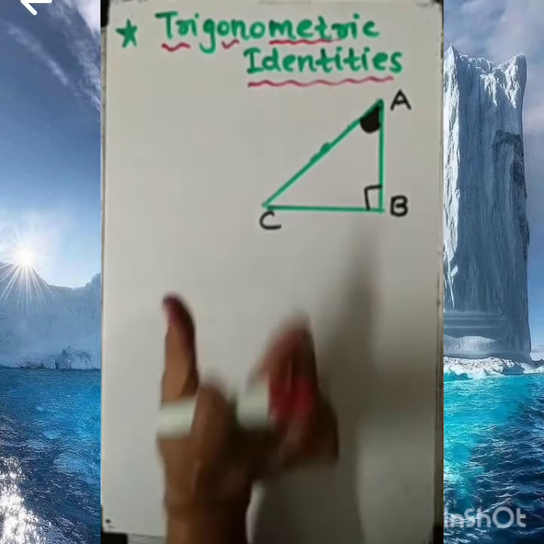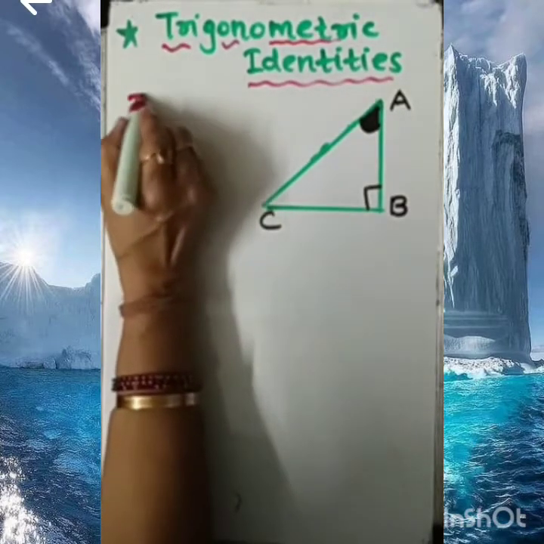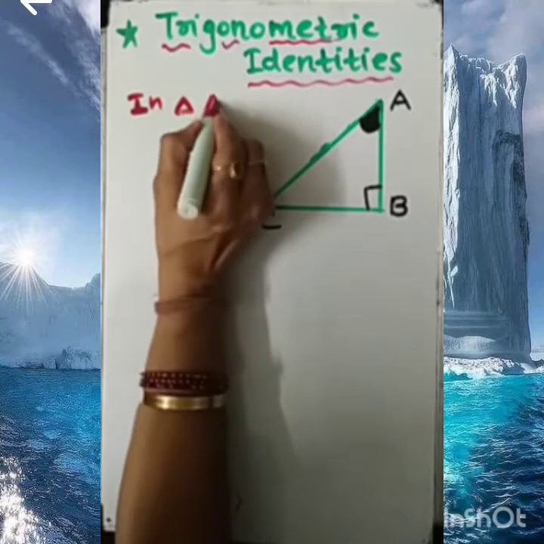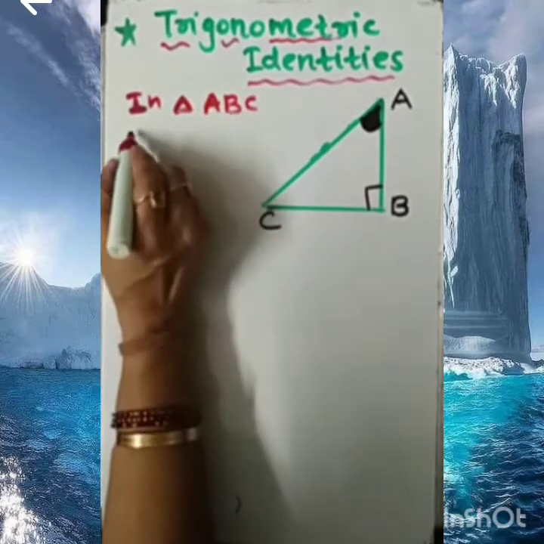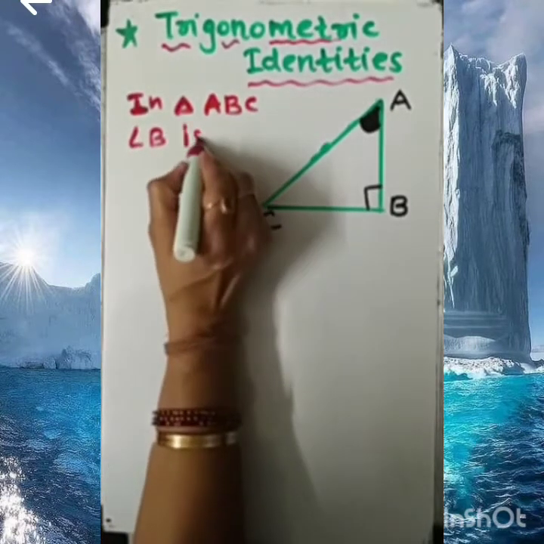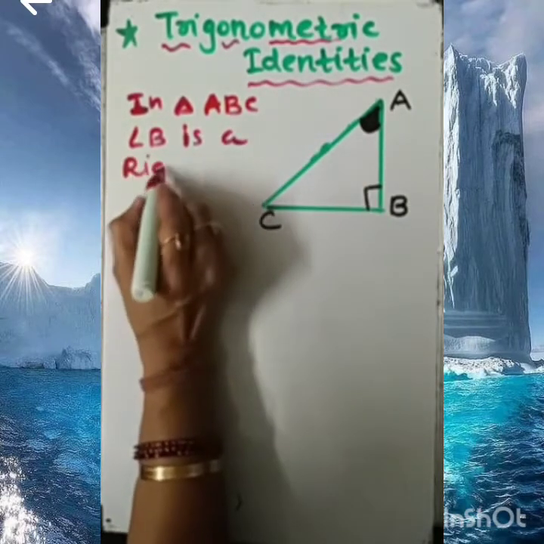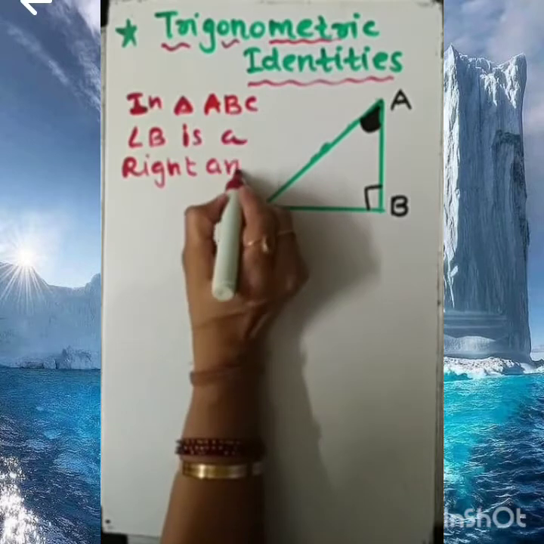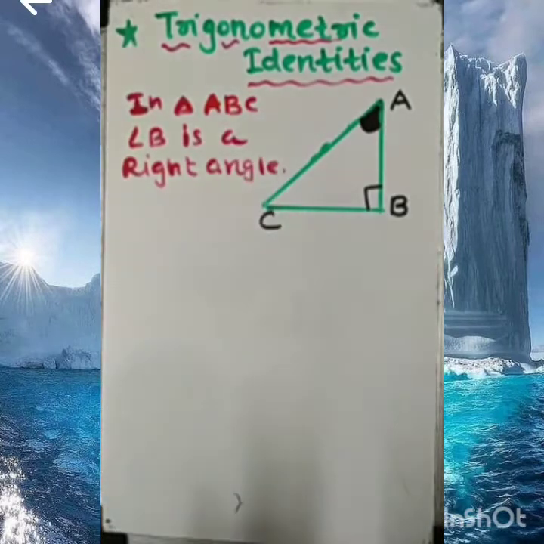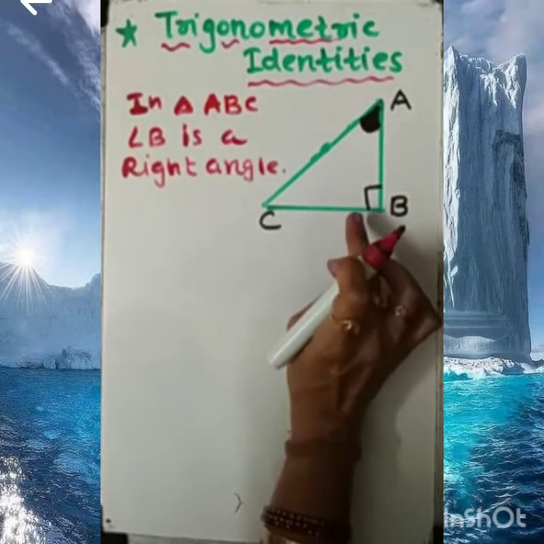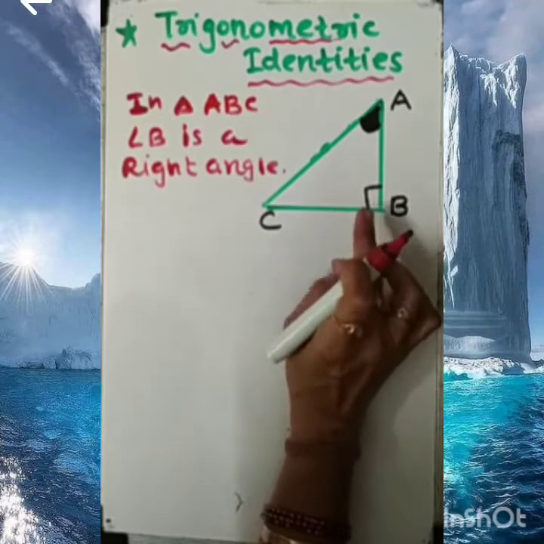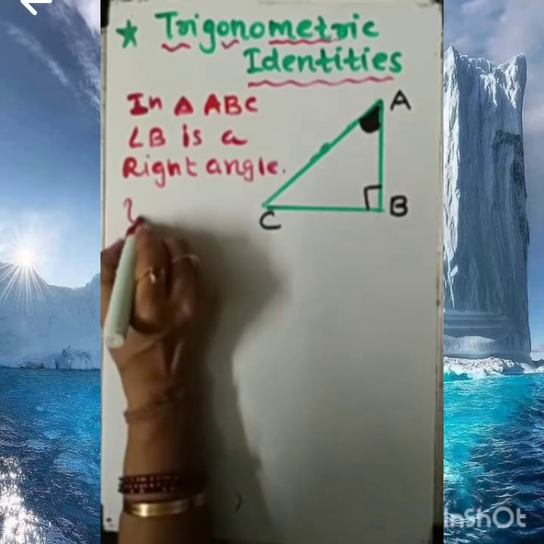First of all, let's note down: in triangle ABC, angle B is a right angle. That's it only. In triangle ABC, angle B is a right angle. So, using Pythagoras theorem.